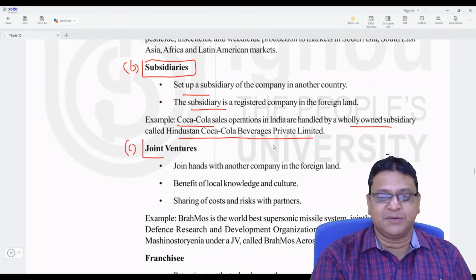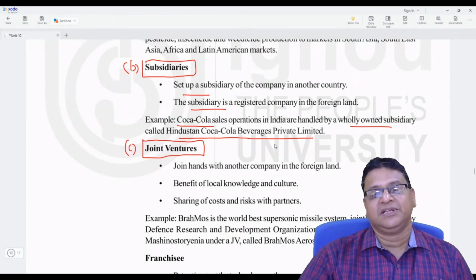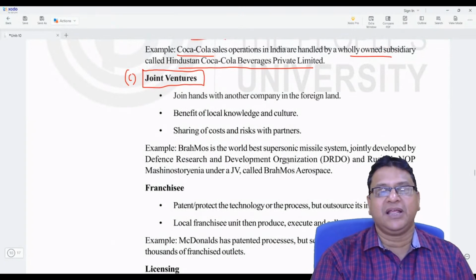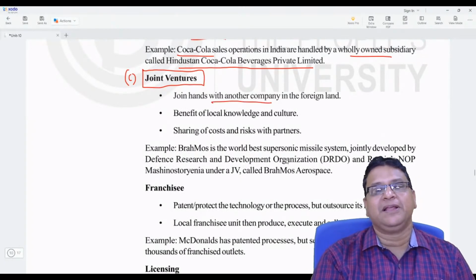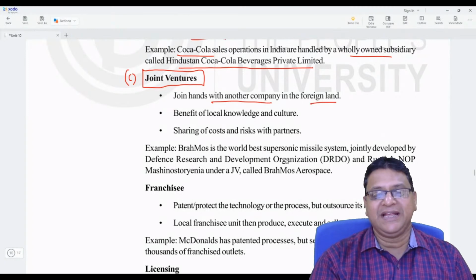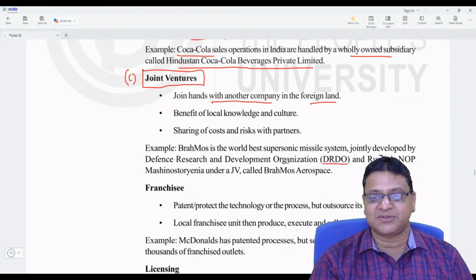You can do international business through JV. JV means joint venture. Here two or more companies join hands with another company in a foreign land to do business. Maruti Suzuki is an example. BrahMos missile is an example of a joint venture between the Indian Defense Organization DRDO and Russia's Defense Organization NPO.